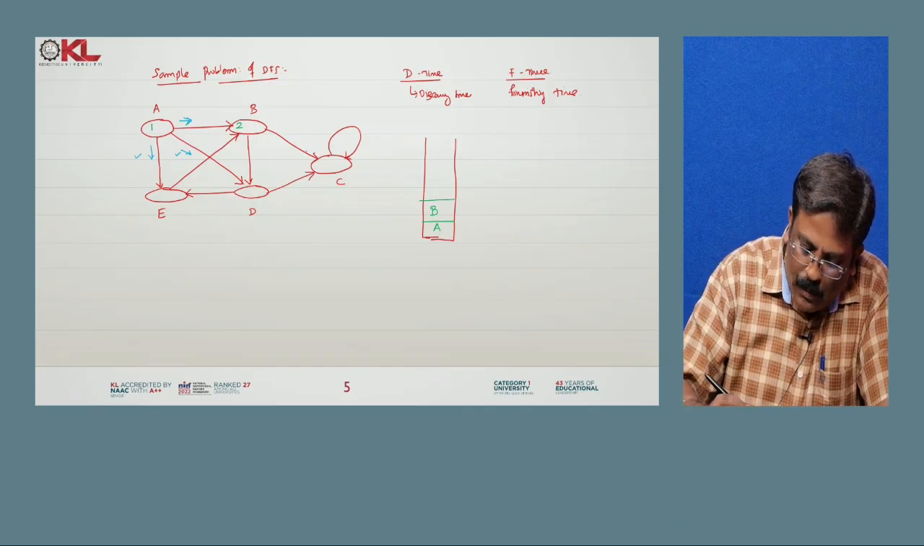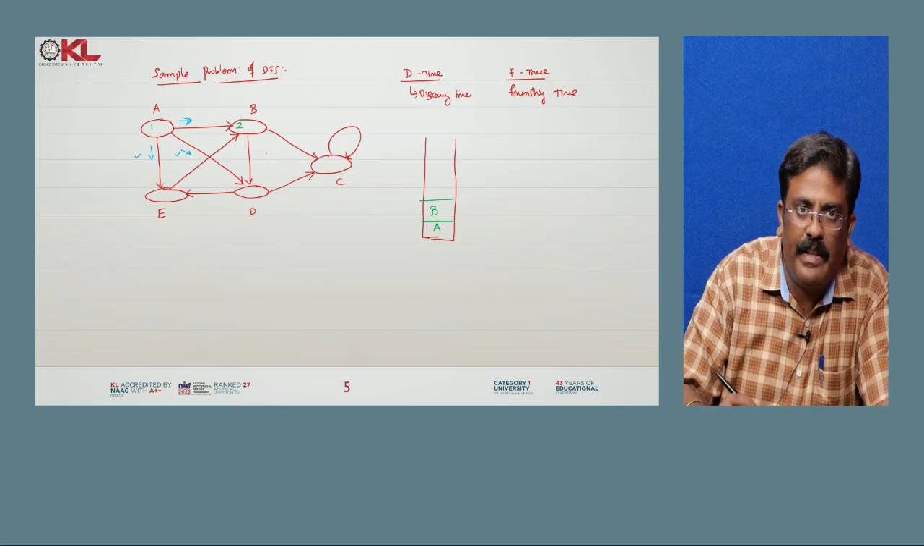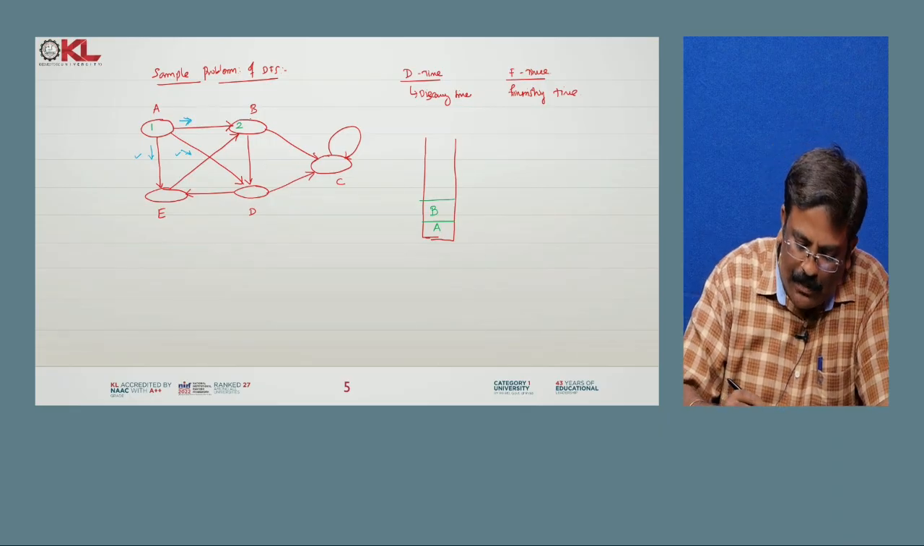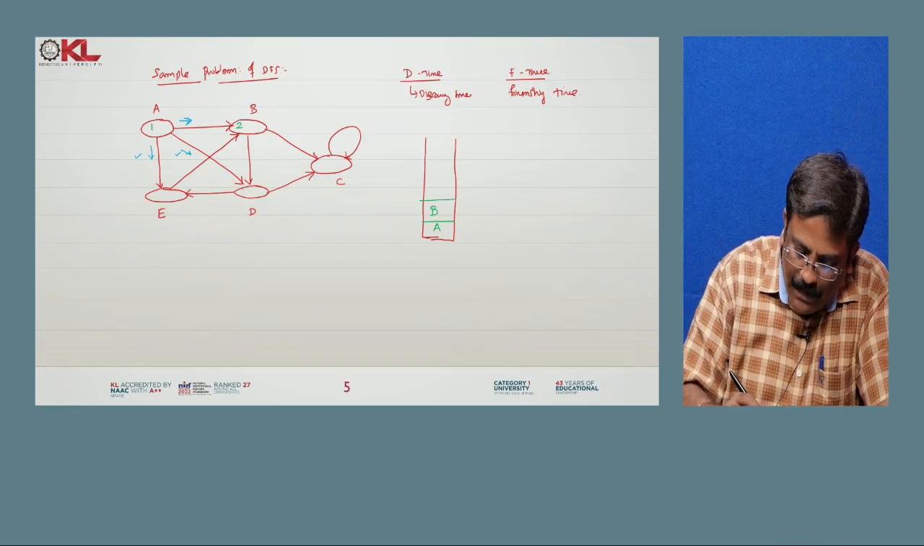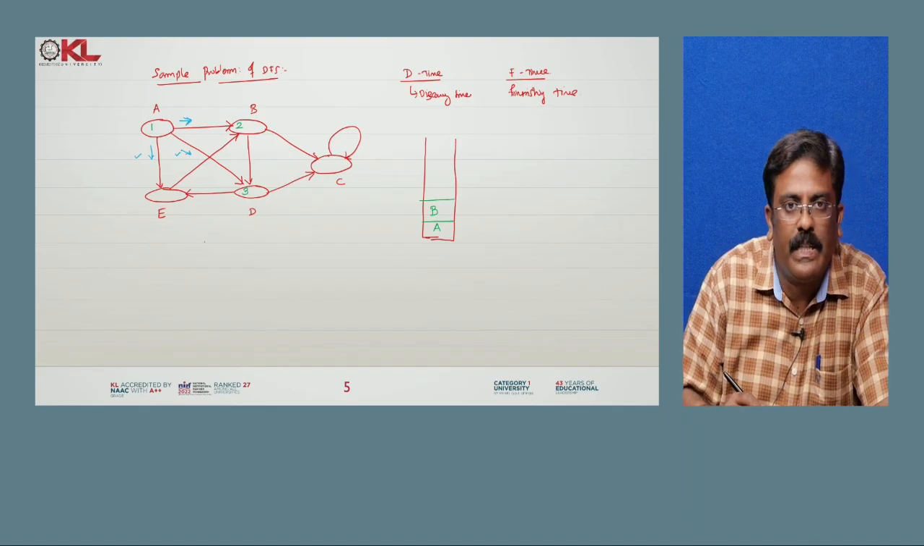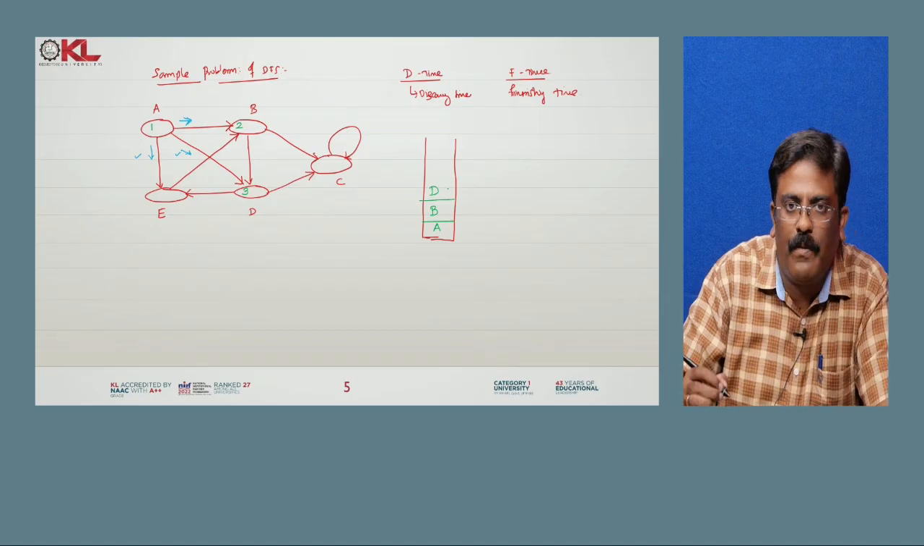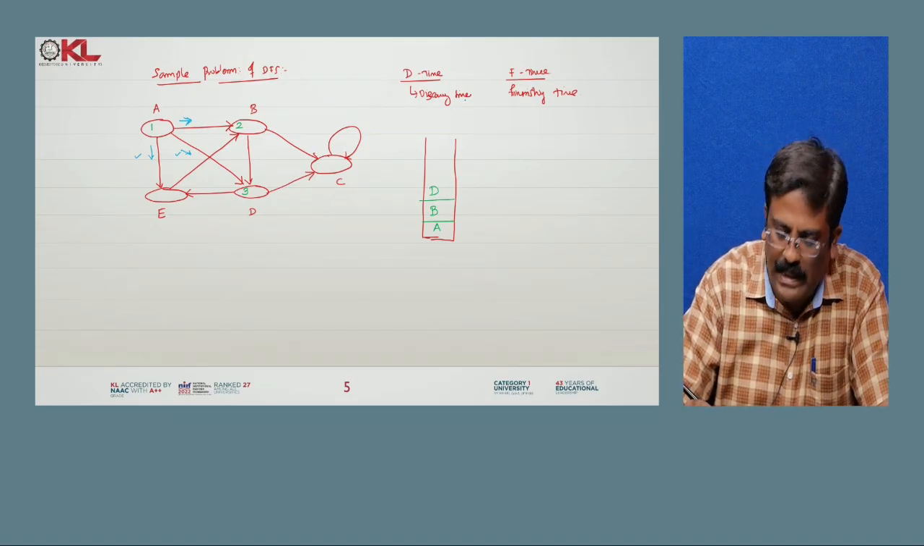Here also there are two paths available: one I can go from B to C, the other is from B to D. So I can choose any one. I am going to visit B to D. Accordingly I update the discovery time, which is 3 for D, and update the stack with D over here.